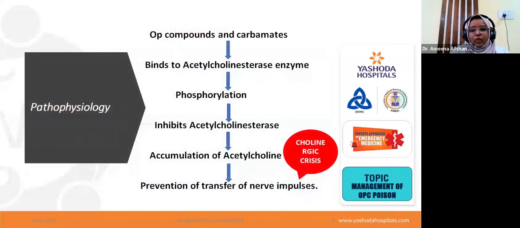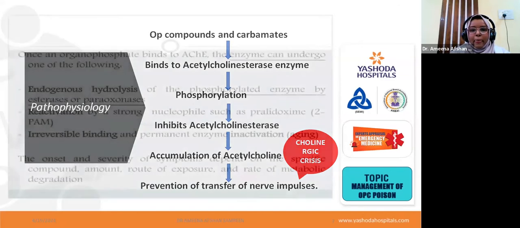Now, what is the pathophysiology? How does this poisoning occur? So any OP compound or carbamate also, they bind to the acetylcholine esterase enzyme and they phosphorylate this enzyme, thereby inhibiting acetylcholine esterase activity. Once this enzyme is inhibited, the acetylcholine cannot be degraded. So there is a lot of accumulation of acetylcholine and this prevents the transfer of nerve impulse.